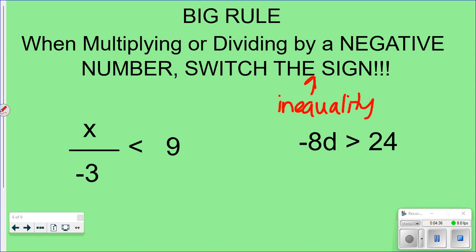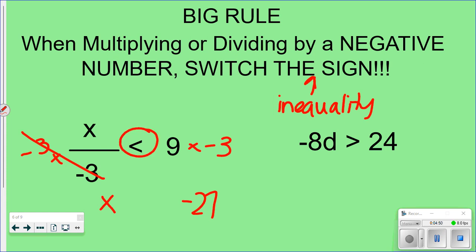So I have x divided by negative 3 is less than 9. See how I'm multiplying by negative 3 here? That means that I have x, and this would be negative 27, but since I multiplied by that negative 3, this needs to switch. So this would be the answer.